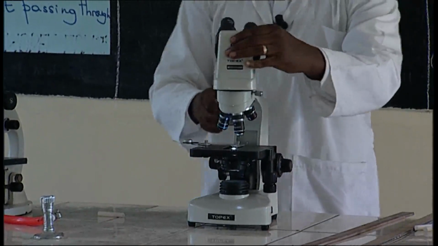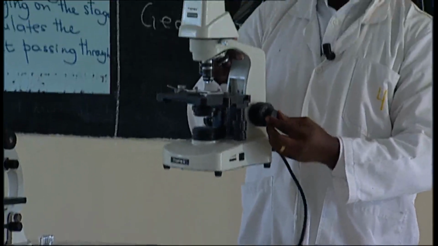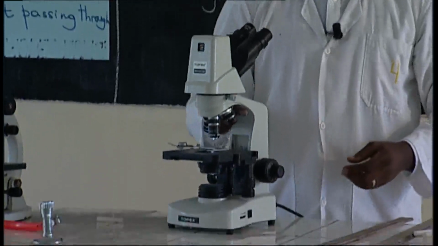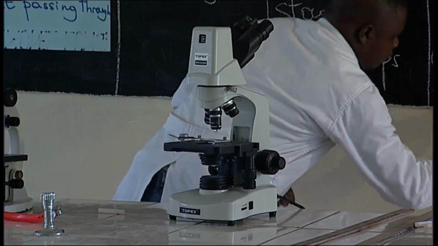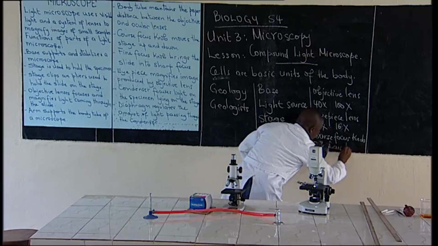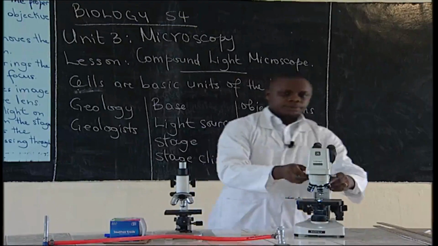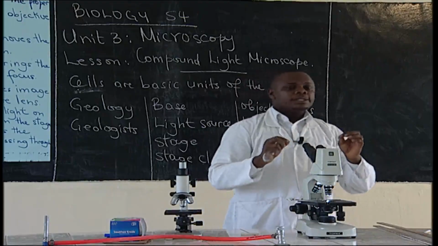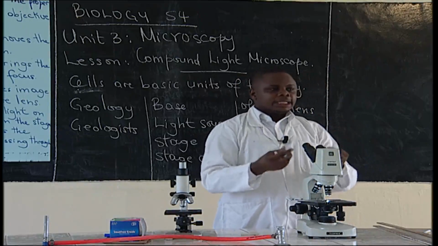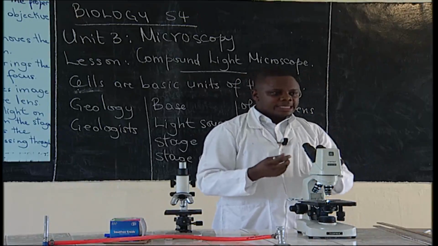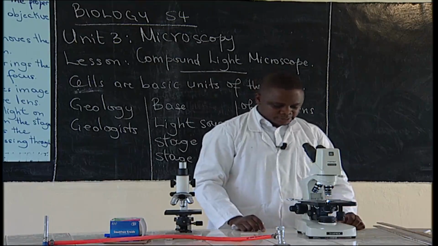Then, on the side, we also have what we call fine focus knob. That one also moves the stage up and down, but slightly, so that the specimen is easily observed through the objective lens.